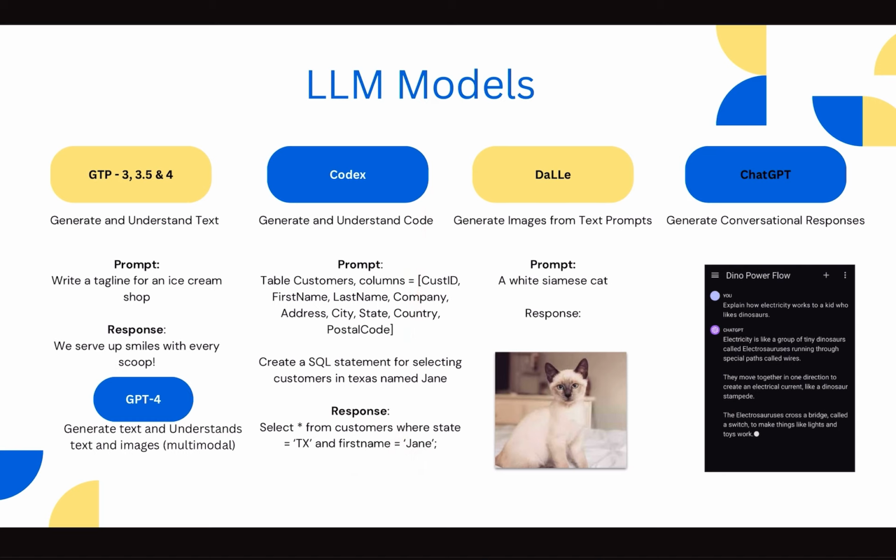Using LLMs. Then we have DALL-E, which is generating images for text prompts. So you can provide "a white Siamese cat," and it's going to give you an image of a cat. DALL-E is an image based LLM, or I would say a model that has been trained with a huge amount of images, and it can generate images, so an image generation LLM.